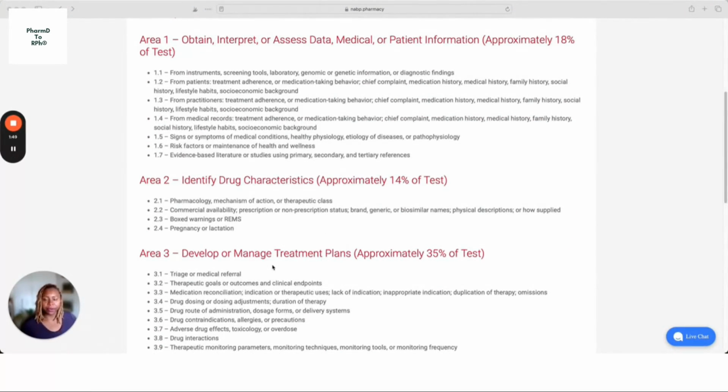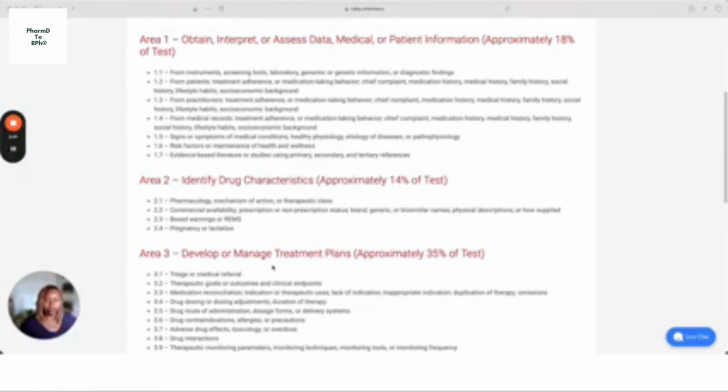But area 1 is obtain, interpret, or assess data, medical, or patient information. It's all about instruments, screening tools, laboratory, genome, and genetic information. It includes patient factors, practitioner factors, and medical records, including medication history, family history, social history, allergies, and socioeconomic background. As we come into the disease states, it includes signs, symptoms, medical conditions, risk factors, and evidence-based literature, with studies and primary, secondary, and tertiary references.